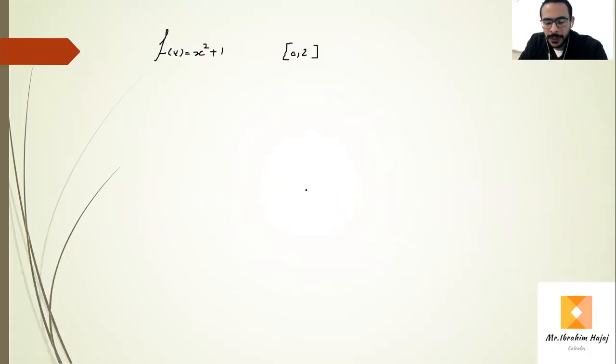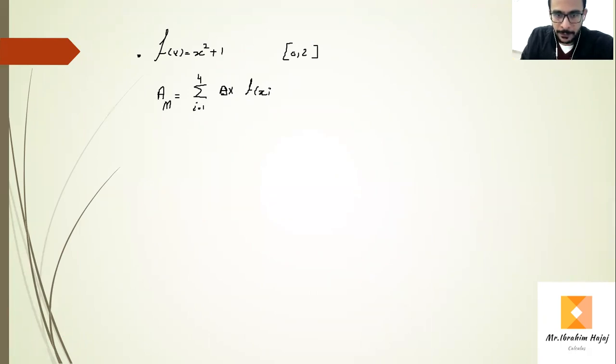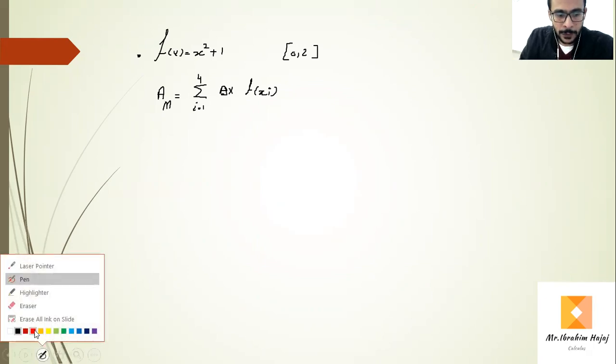We are working on 4 rectangles, and we will still work on 8 rectangles. Okay, f of x equals x squared plus 1, in the closed interval 0 and 2. And we know that the approximate area, midpoint, equals summation from i equals 1 to 4, and I divided the interval into 4 rectangles. Delta x, the width, is the difference between each x and the next one, times f of x i. This is your rule.